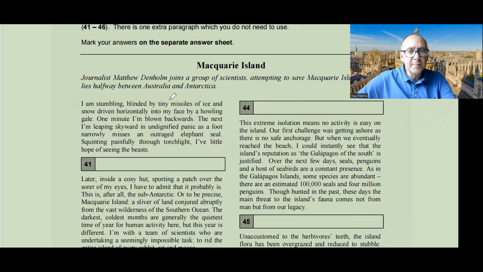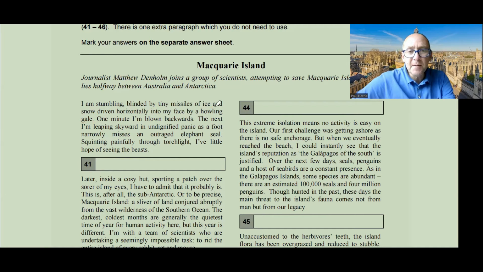So let's have a quick read through, see what it says. I'm stumbling, blinded by tiny missiles of ice and snow, driven horizontally into my face by a howling gale. One minute I'm blown backwards, the next I'm leaping skyward in an undignified panic as a foot narrowly misses an outraged elephant seal. Squinting painfully through torchlight, I've little hope of seeing the beasts. So there's a number of different elements that we can think about here. Weather is definitely one element. We can see here we've got ice, we've got snow, and we've also got gale, which is a very strong wind in English.